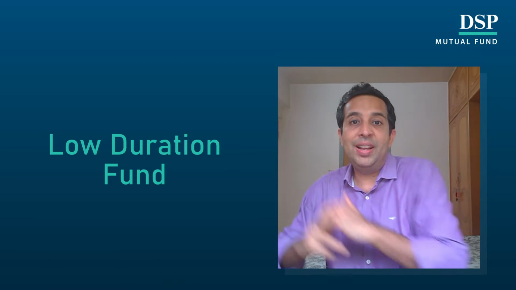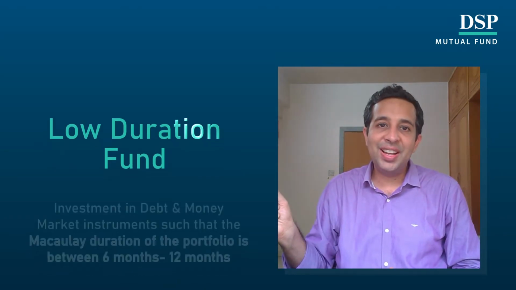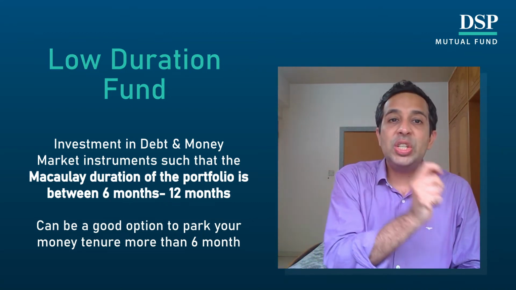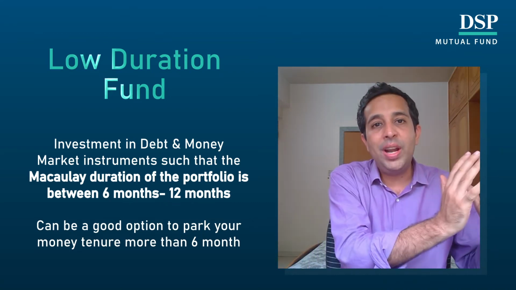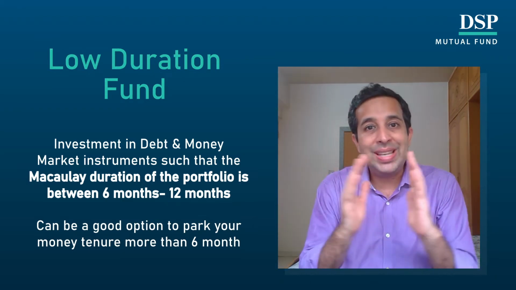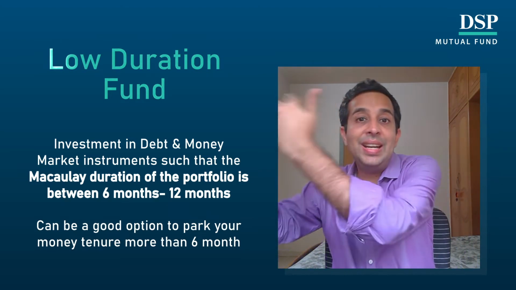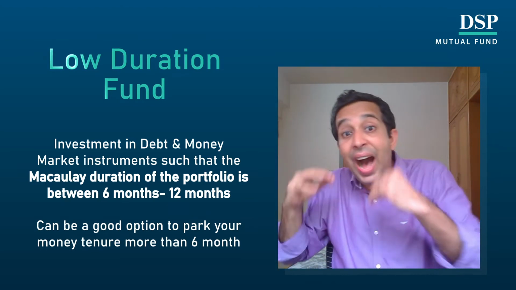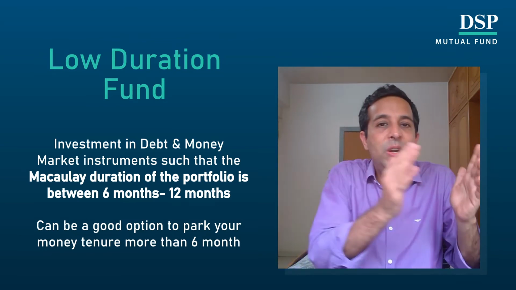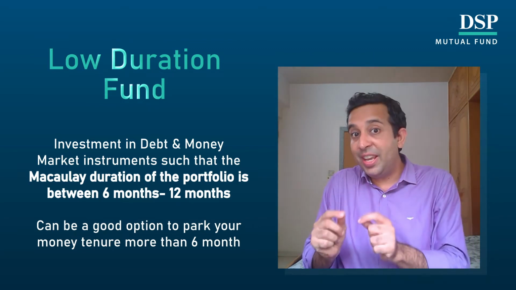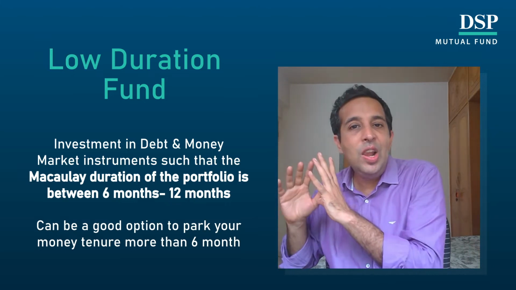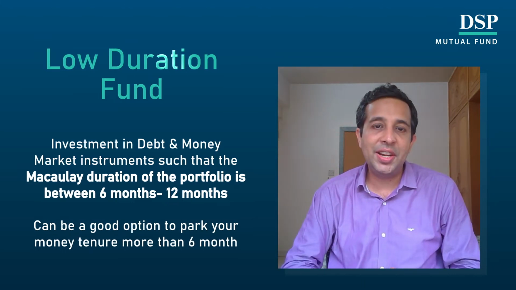Now coming to the fourth fund, which is called a low duration fund. In a low duration fund, as per SEBI's classification, the interest rate band is between 6 and 12 months Macaulay duration. The fund manager can only manage between 6 and 12. So obviously the interest rate risk in a low duration fund is higher than an ultra short-term fund, but still very low because the Macaulay duration is just between 6 and 12 months. If you are investing your money for more than 6 months, a low duration fund can be a very good alternative.